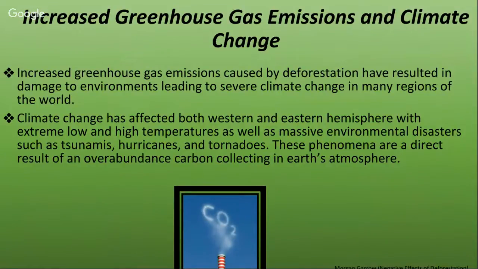Climate change has affected both the western and eastern hemisphere. It's caused drastically low temperatures as well as drastically high temperatures, and this has resulted in massive environmental disasters like tsunamis, hurricanes, and tornadoes. These are a direct result of the amount of carbon collecting in the Earth's atmosphere.